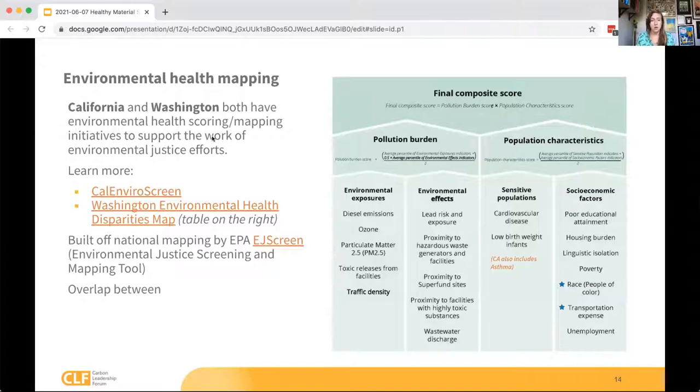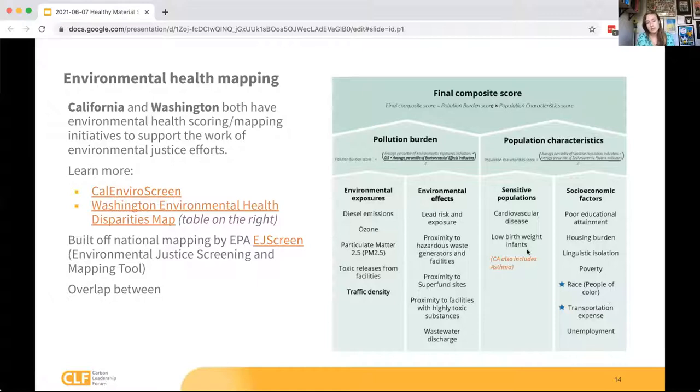So California and Washington both have environmental health scoring or mapping initiatives. So Cal EnviroScreen and the Washington Environmental Health Disparities Map. So this one is from the Washington one, which is very similar to California's. It was built off of that actually. And both of these are expanding the efforts of EPA's EJ screen tool.